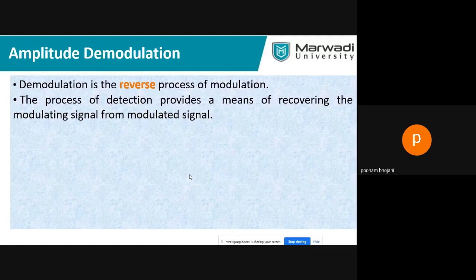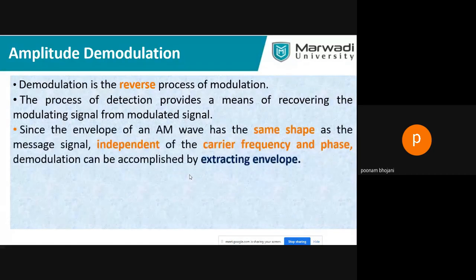Okay, wait a minute. The process of detection provides a means of recovering the modulating signal from the modulated signal. And generally, I told you that whenever we want to receive the message signal back, we generally follow the envelope of the modulated signal, because the envelope of the AM wave will be having the same shape as the message signal.